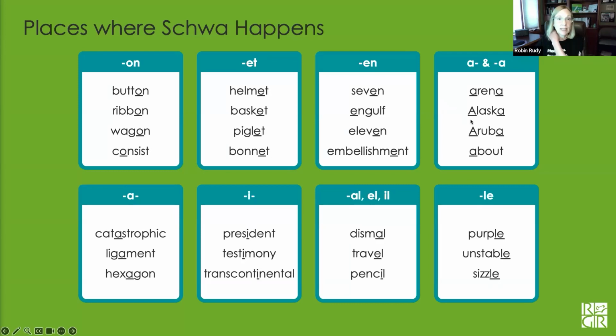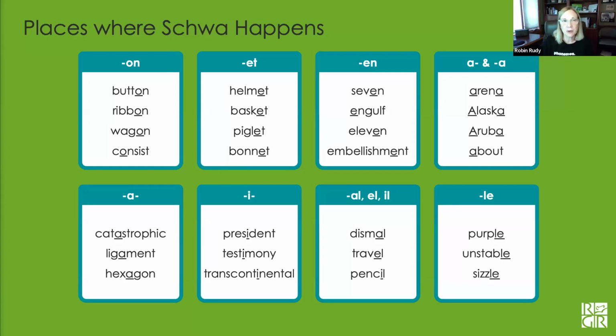Again, think about, we did Alaska. A and A at the beginning and end of words is probably going to flex to a schwa. A and I in the middle of multisyllabic words will flex to a schwa. We don't say cat a strophic, we say cat a strophic. We don't say pres I, pres a, well, I don't know, president or I don't know. But anyway, it flexes to a schwa.